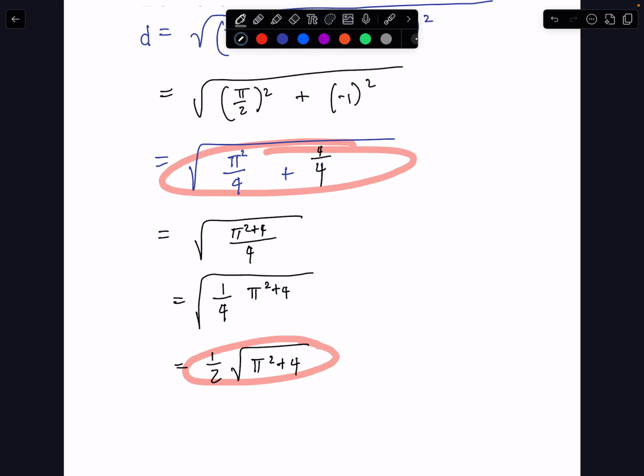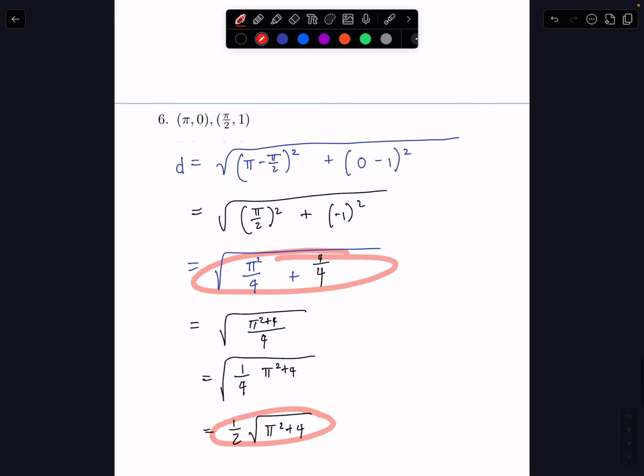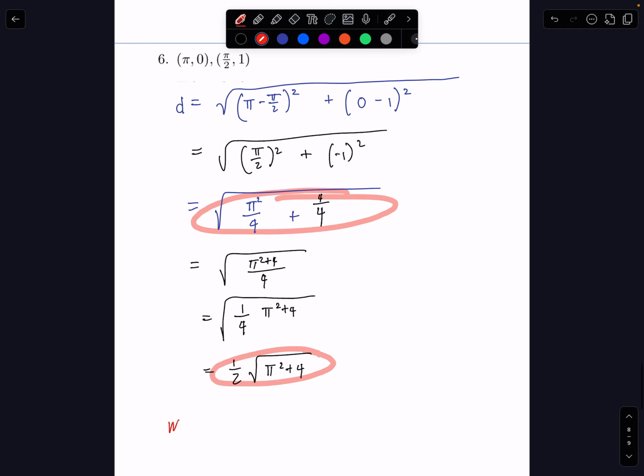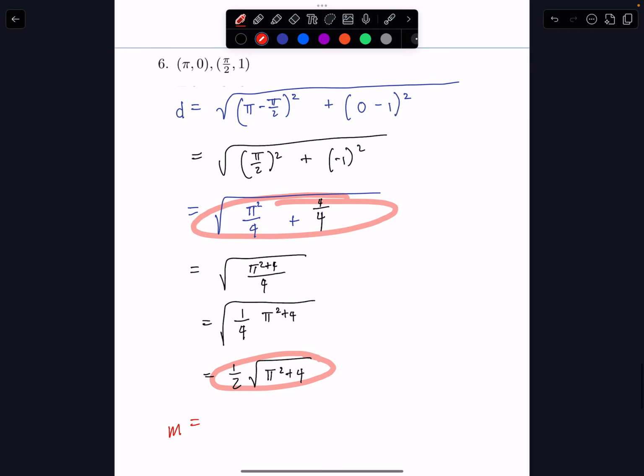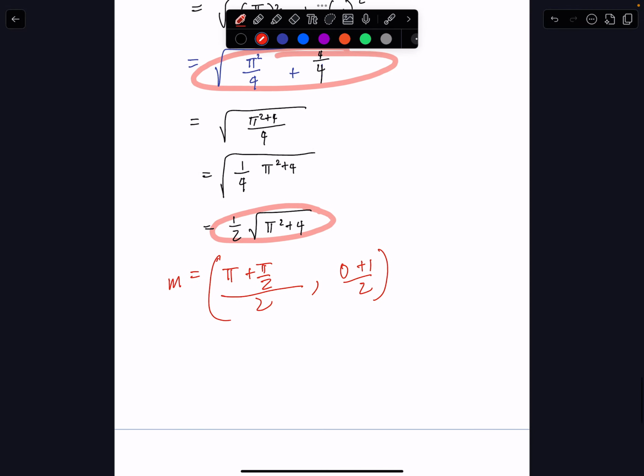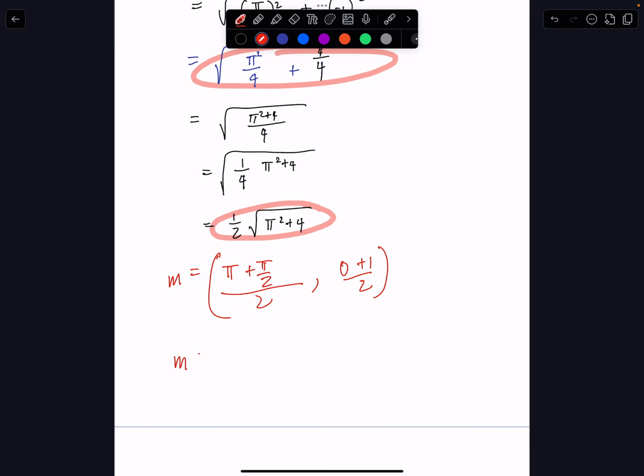Okay, let's move on to midpoint. Midpoint between (pi, 0) and (pi over 2, 1). Add the x coordinates together and divide by 2. And then add the y coordinates together and divide by 2. So what do I get? Pi plus pi over 2 is 3 pi over 2, and then divide by 2. The y is 1 over 2.